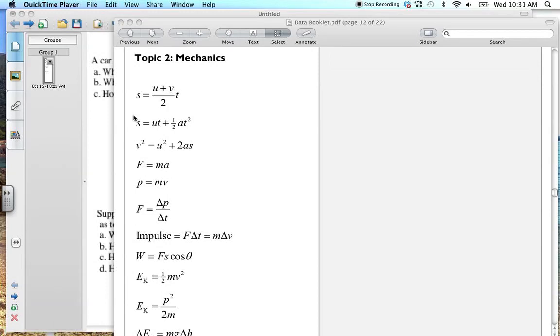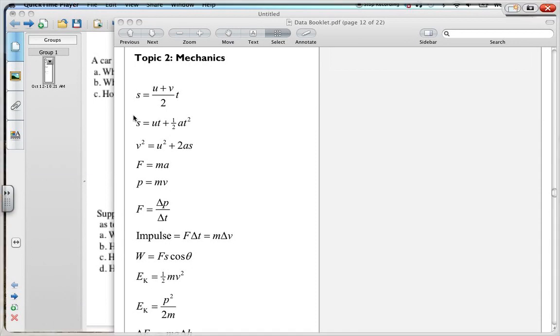So here we go with this video. We're going to be talking in the topic 2 mechanics. I'm going to be concentrating on the equations of motion. In our data booklet we are actually given these three formulas here, which are equations of motion, but I'd just like to add to them because they are ones that you should know that are not here.